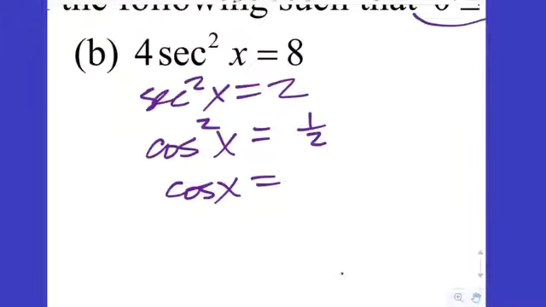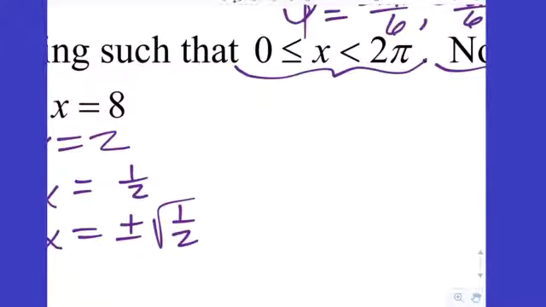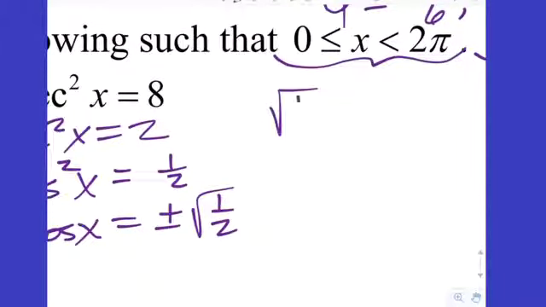Brush your teeth, and both sides. So plus or minus the square root of a half. Oh boy, the square root of a half. Let's go off to the side and do some bench work. Here we go. The square root of 1/2.